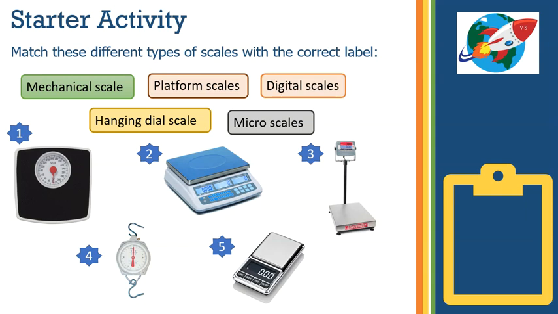Let's begin with a starter activity. Match these different types of scales with the correct label. So I'd like you to write the numbers 1 to 5 in your notebook, please. And then next to each number, write the name of the kind of scale that you think it is.